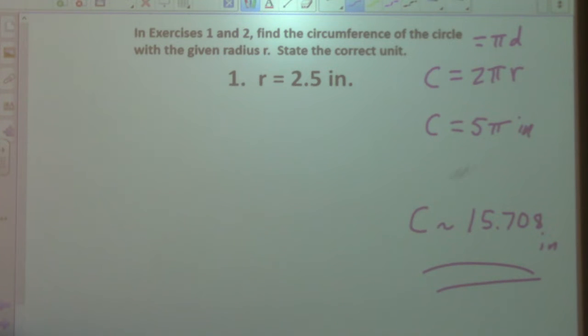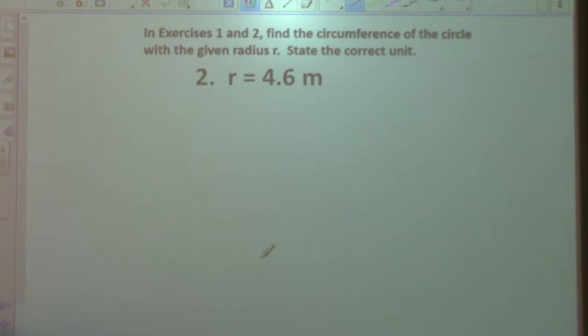Now both of these are accurate answers, but 5 pi is even more accurate. 5 pi inches, because what's the limitation of 15.708? Yeah, this is a decimal, what we call a decimal approximation, which is not exact, and you have to write out more decimals. So we're going to increasingly try to leave things in terms of pi more and more. All right? So what I want to do is call on somebody to do problem number 2 for us.